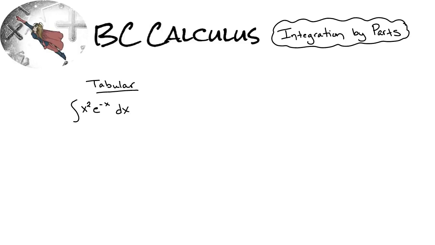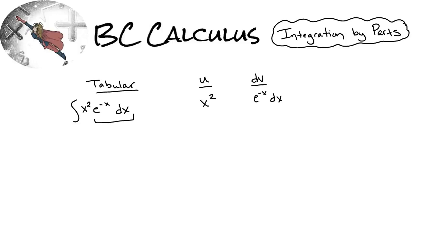So for this first problem, if I just write u and then dv in two columns, well, the antiderivative of e to the negative x dx is pretty easy to find. So I'm going to call the dv that portion, and then the u will be the leftover part, which is the x squared.